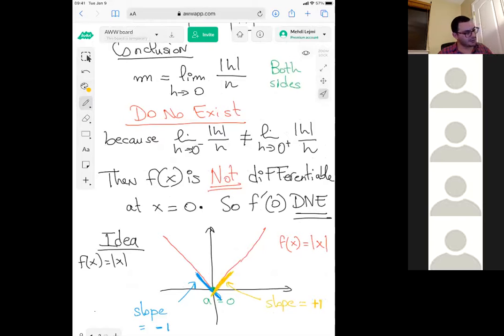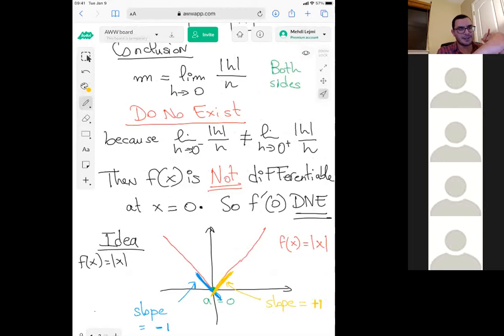So you see, the derivative from the left is supposed to be negative 1, but from the right, the slope is positive 1, right? So at 0, you have two different slopes. From the left, it's negative 1, and from the right, it's positive 1. So that's why this function f is not differentiable at 0.